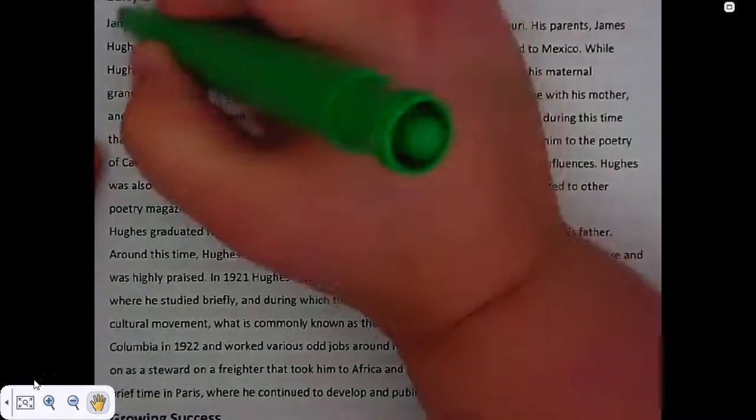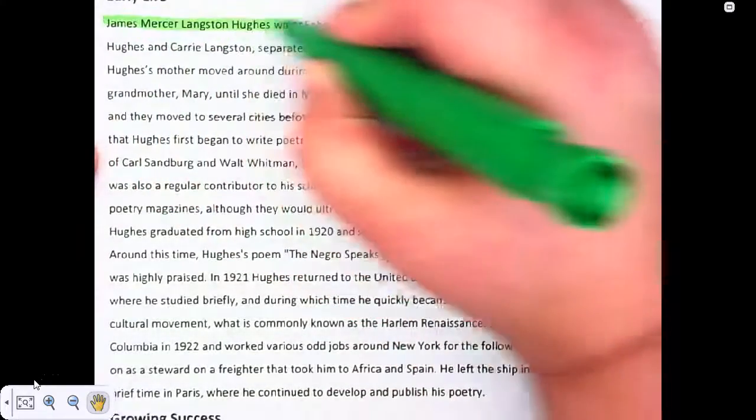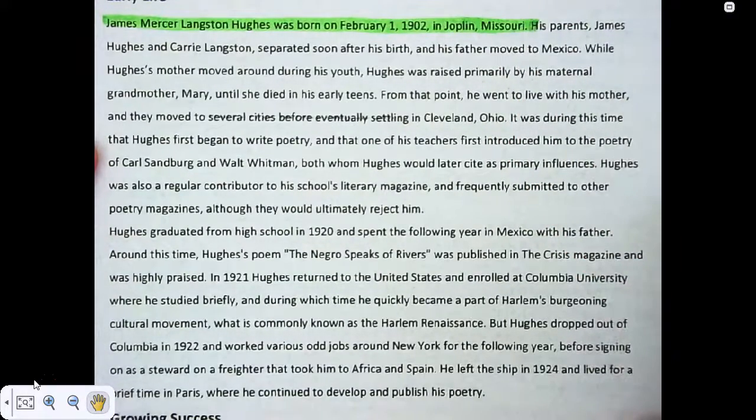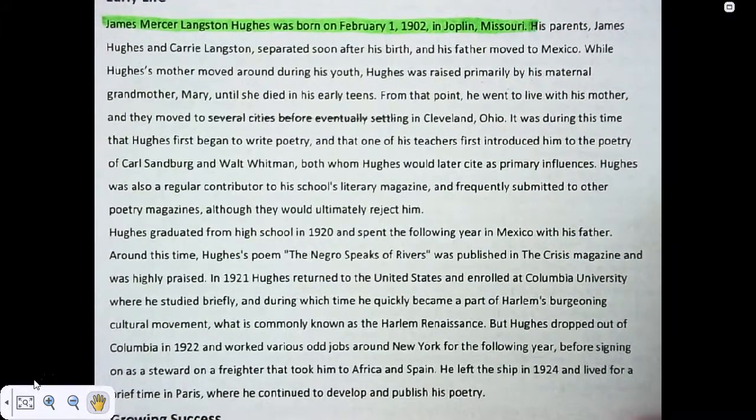For example, I can put that he was born February 1st in Joplin, Missouri. This is important to me because this is the day of his birth. So if I'm reading a story about someone's life, the day they're born is going to be important information to remember.